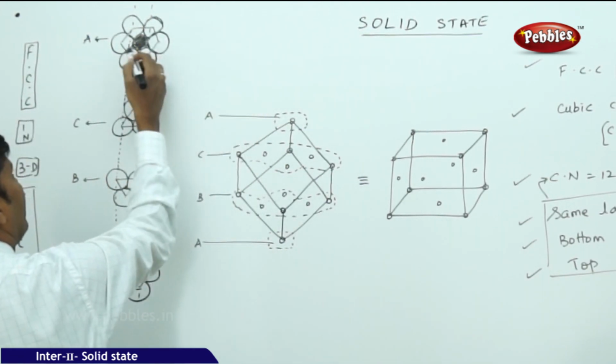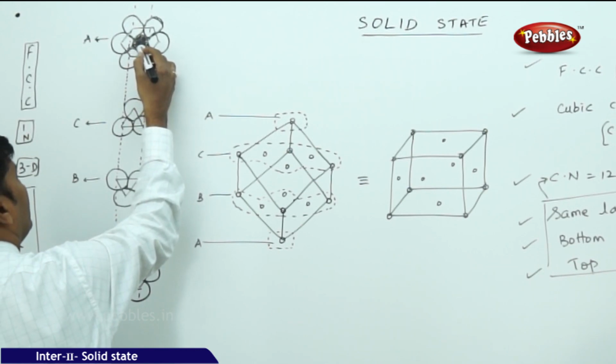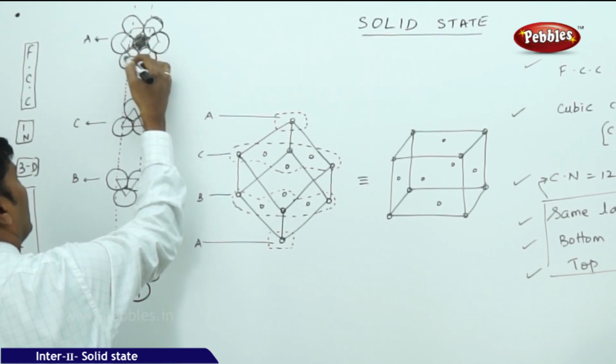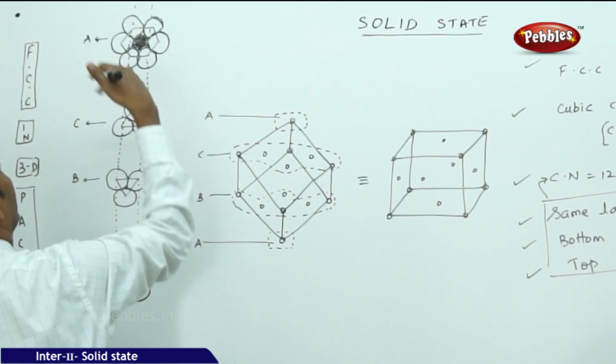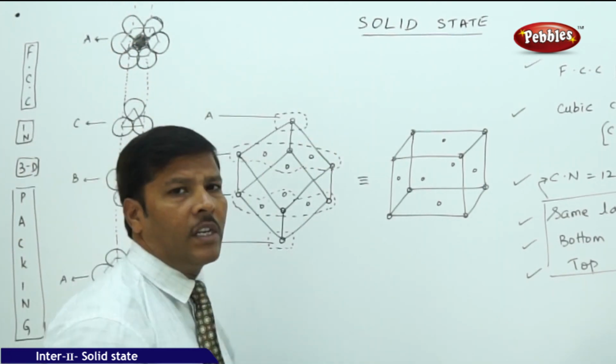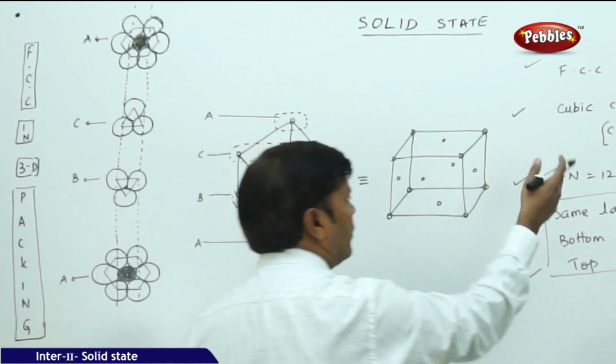Again you find that in the same layer, for the given sphere, if this is the face, it is coming in contact with 6 spheres. In the bottom layer it is coming in contact with another 3 spheres, and again in the topmost layer it will come in contact with another 3 spheres. So therefore the coordination number is justified.